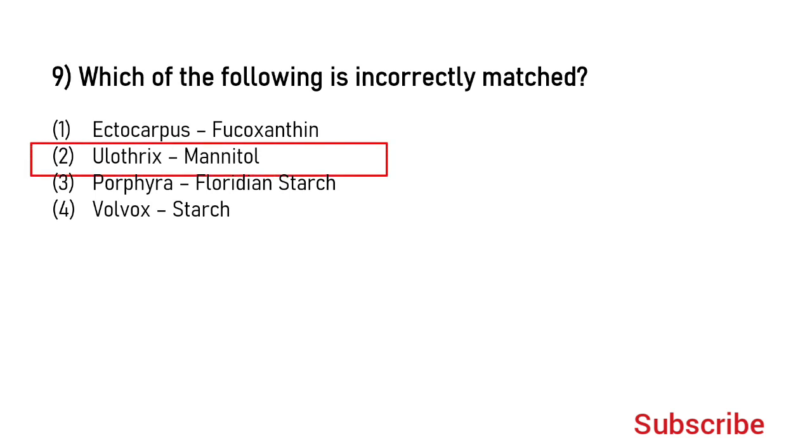As we all know, Ulothrix is a member of Chlorophyceae, that is, green algae. Ulothrix is a member of green algae with reserve food material starch. Mannitol is the stored food material of Phaeophyceae, that is, brown algae.